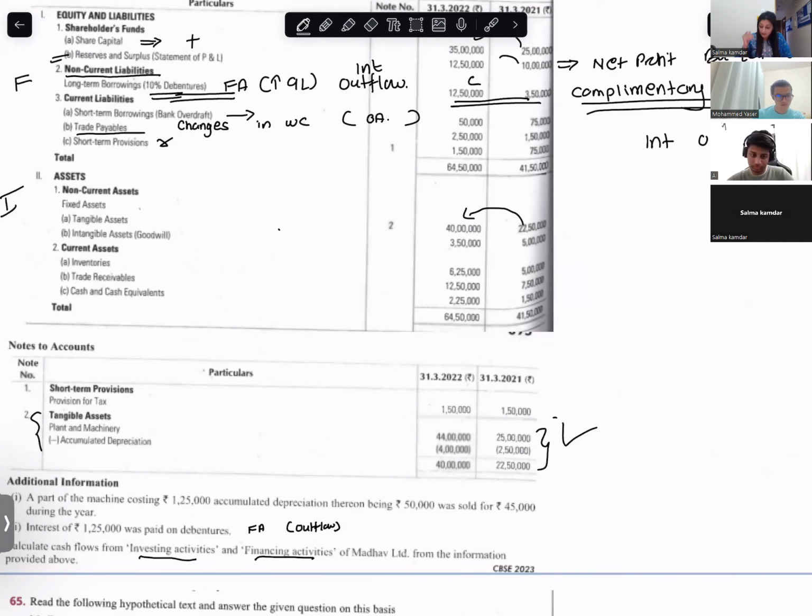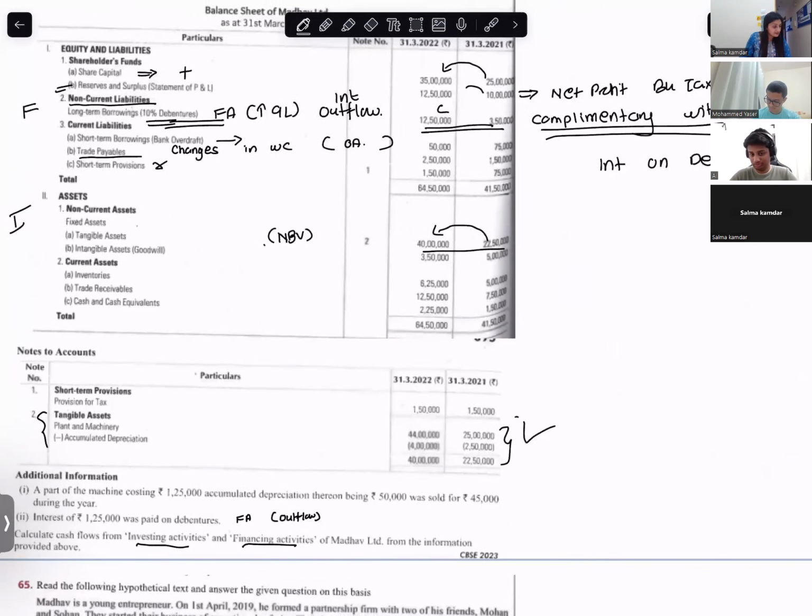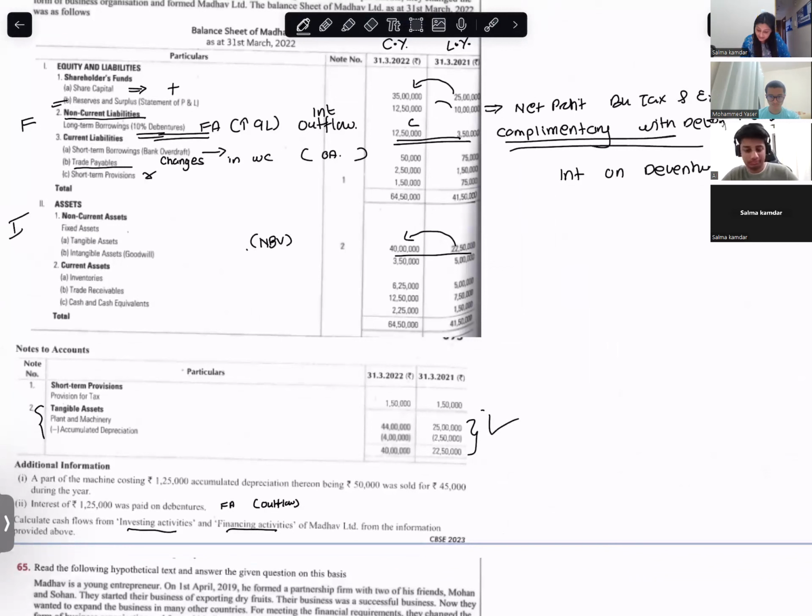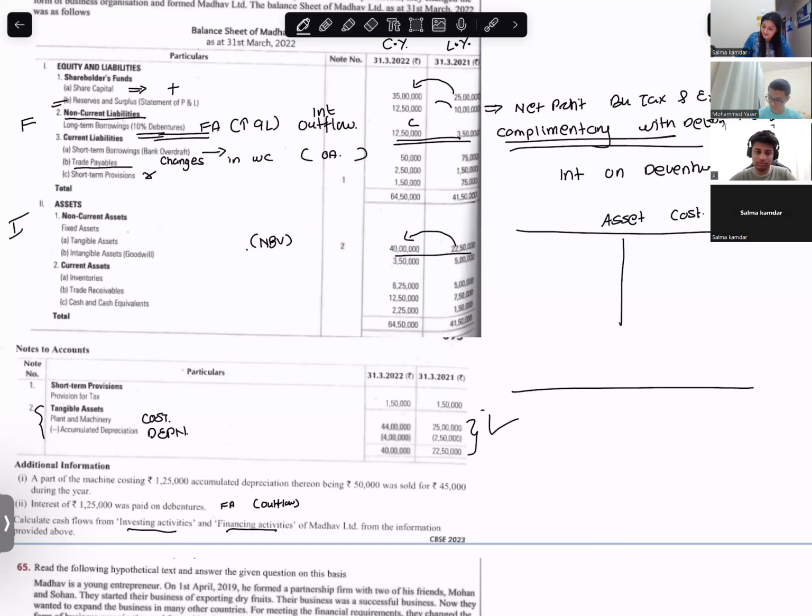Now, two things that you can do: whenever the asset is there, you have to prepare the asset account, right? Your net book value is given. Cost is given to us separately. Depreciation is given to us separately. So we will prepare two accounts. One is our asset account at cost, and one is our accumulated depreciation. Are you with me, Anas?